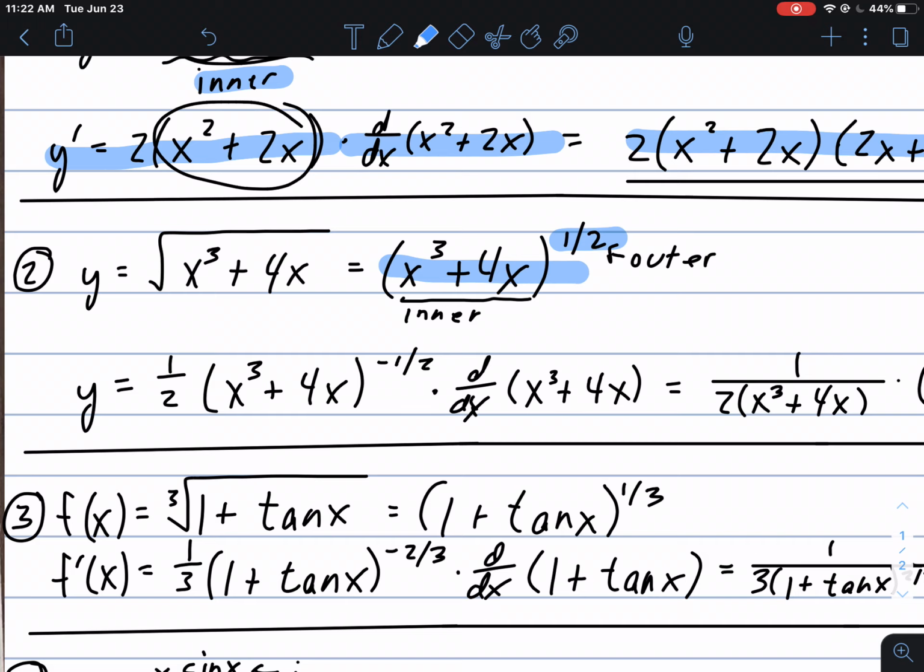So our outer function again is the power function, the inner function is the base. And so we apply our power rule, we multiply by 1/2, decrease the exponent by 1, that should be y prime. Okay, this is our derivative. But notice again, the base didn't change. The base is still x cubed plus 4x. So it's 1/2 times the base raised to the negative 1/2 when I decrease by 1, times the derivative of the base.